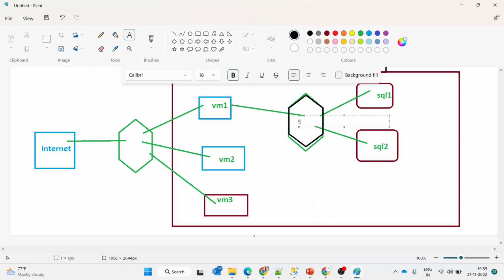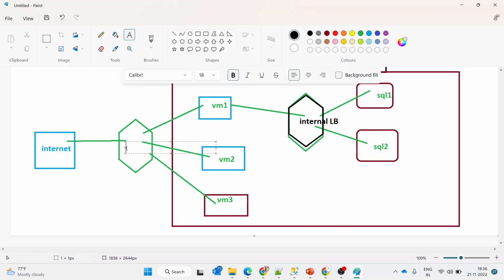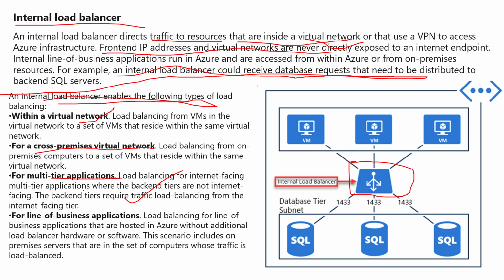So why we are keeping it here: all the VMs and SQL databases are inside my virtual network. As I have created a virtual network, all these resources that I am placing are inside it, so we can use an internal load balancer here. I can place internal LBs here, whereas for the VMs that we expose to the internet, I can use my public load balancer. Perfect. I hope you have understood the difference in how public and internal load balancers behave.